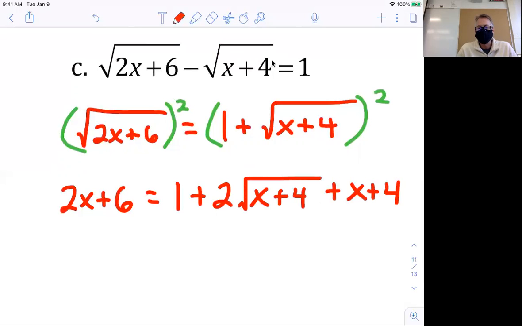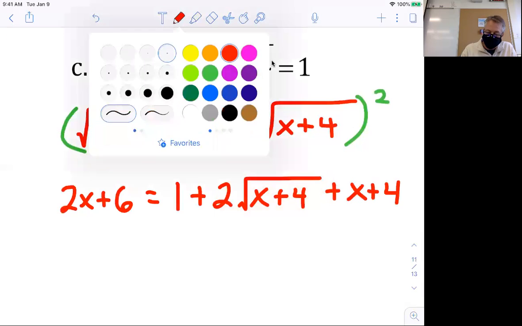All right, I'm not done yet. I'm just pausing to let you catch up with the work because I still have a ways to go. I still have a square root. So what I need to do is get that square root by itself and then do the process again, square both sides.